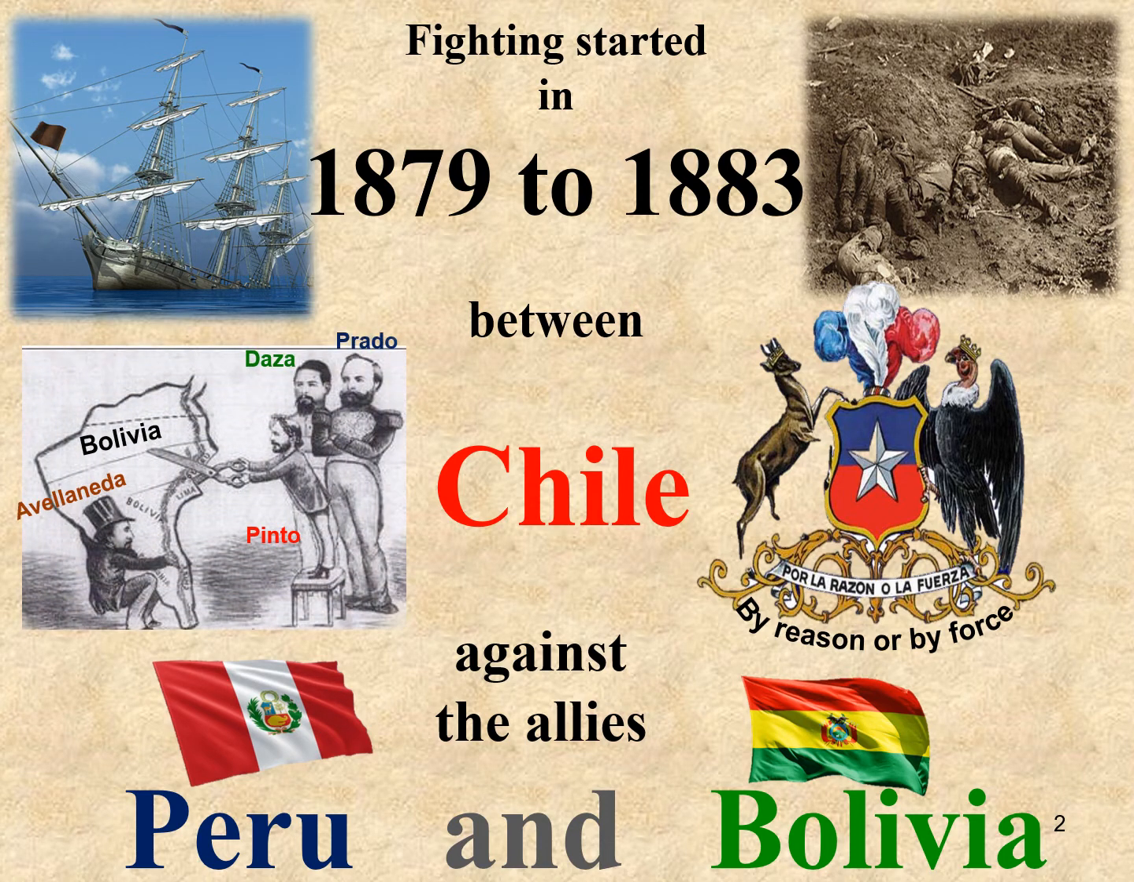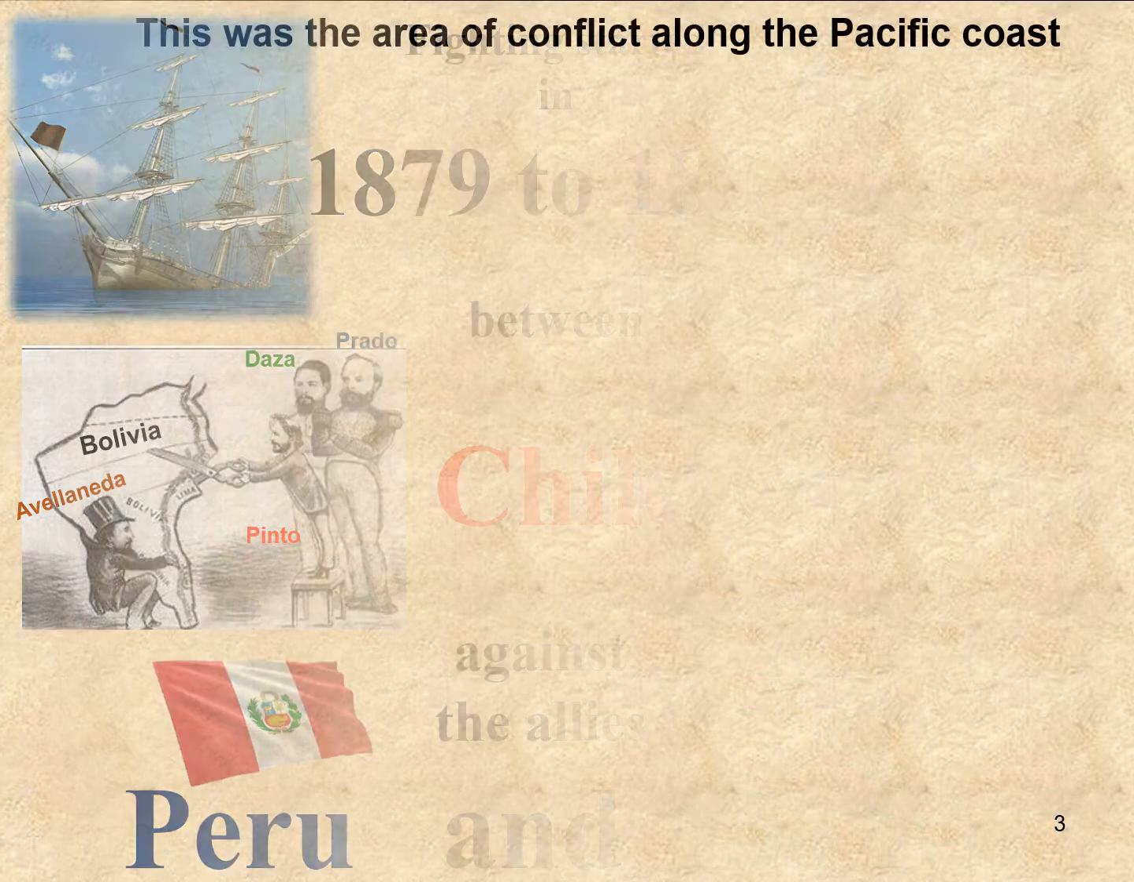This cartoon depicts Presidents Daza and Prado watching the Chilean Pinto trimming a chunk of Bolivia, whilst the Argentinian president holds the territory, aiding the Chilean actions.